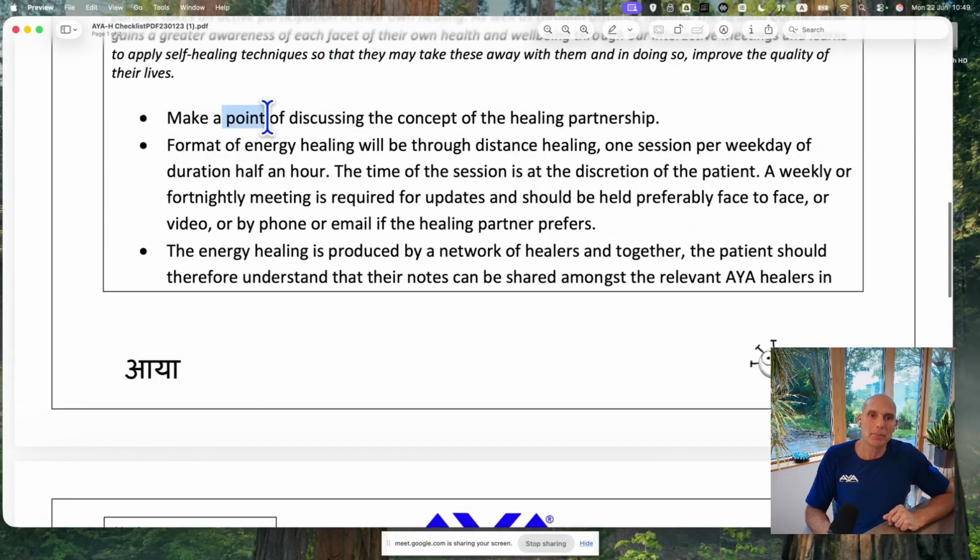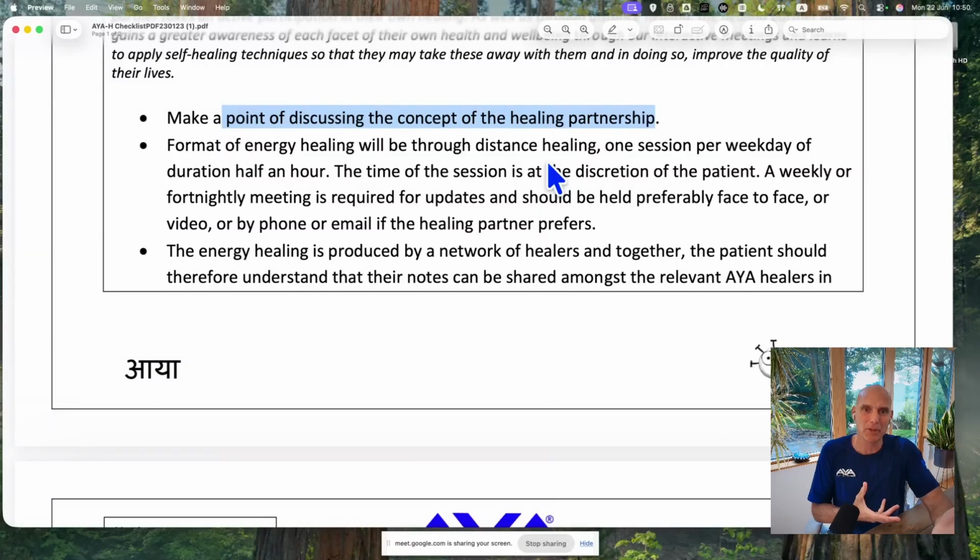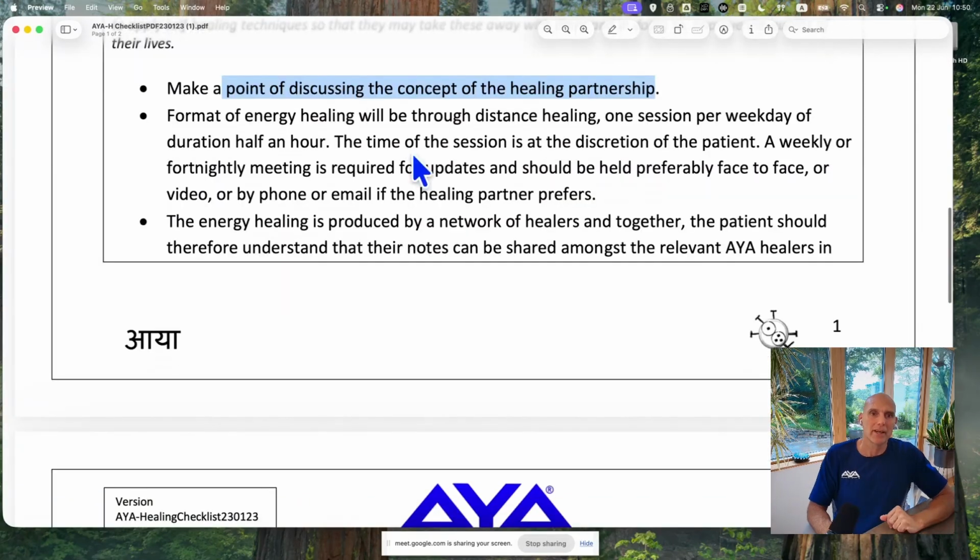It's good to make a point of discussing the concept of the healing partnership, just to make sure they really fully understand that. The partnership aspect is the responsibility of the healing partner, the commitment that they need to put in to their healing journey. They have to be an active participant in their own healing journey. That's the whole point. That's why it is a partnership. We're not just giving energy healing out in the clinic. It's a partnership.